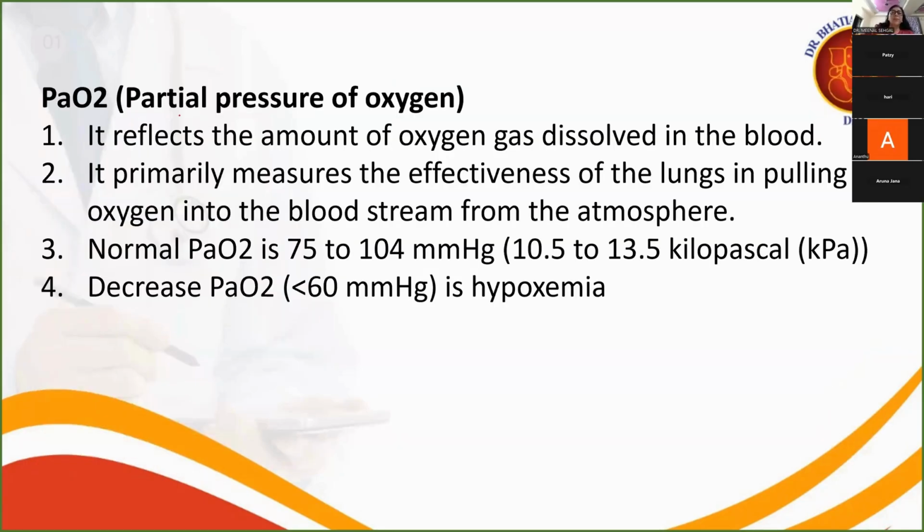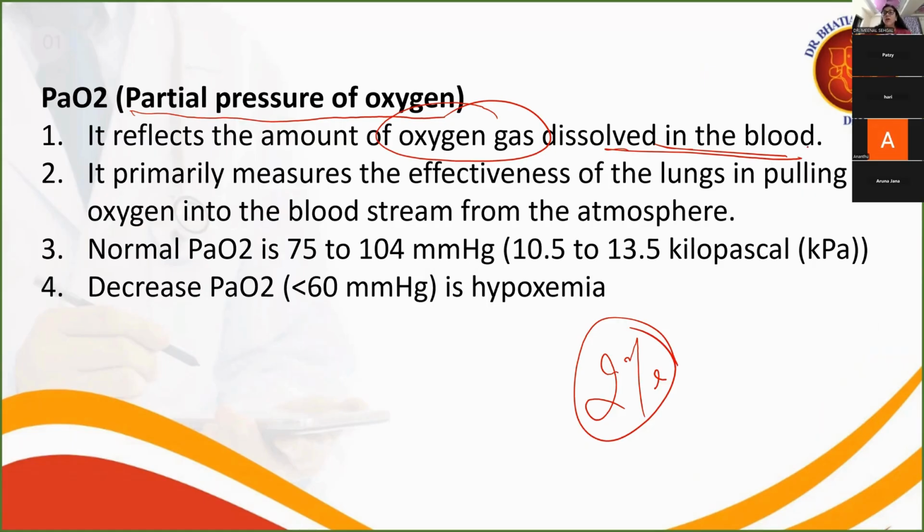Now, what is the partial pressure of oxygen? Partial pressure of oxygen is the amount of oxygen that is dissolved in the blood. We already learned in our first part that 2% of the oxygen is the dissolved oxygen, and this forms the partial pressure, that is PaO2, the partial pressure of arterial oxygen. So that is PaO2. This is formed by the dissolved oxygen, which is only 2%. It primarily measures the effectiveness of the lungs in pulling oxygen into the bloodstream from the atmosphere.